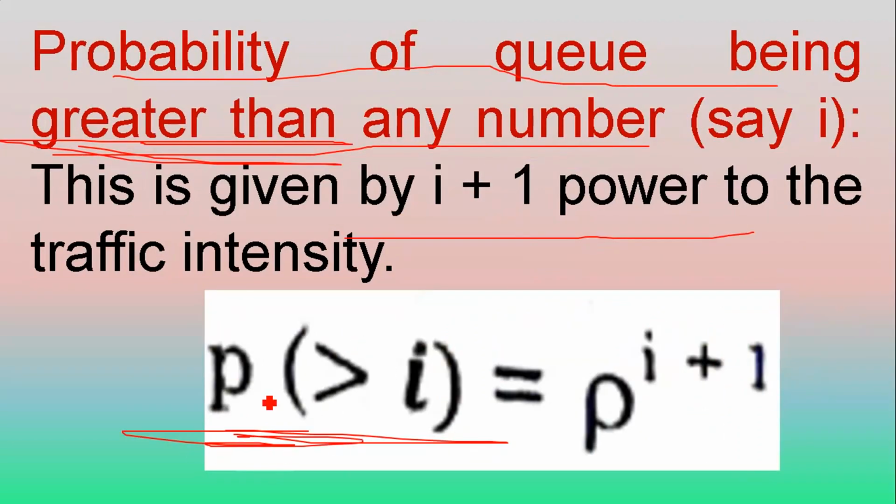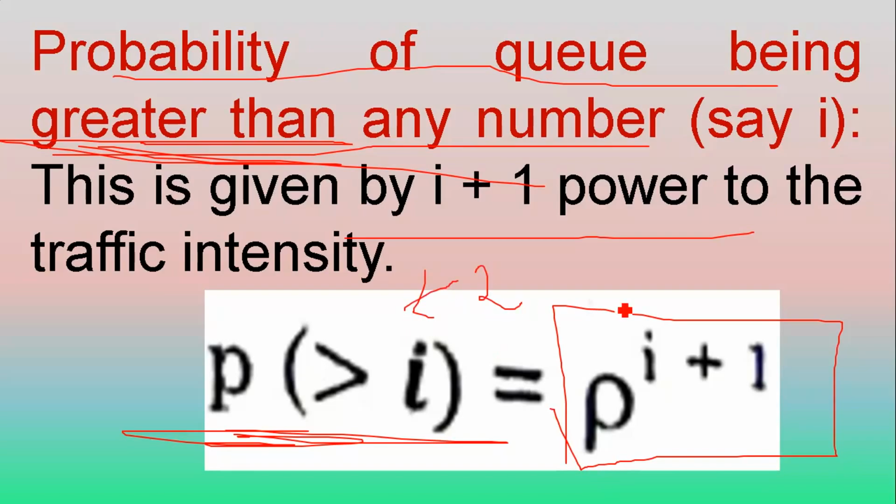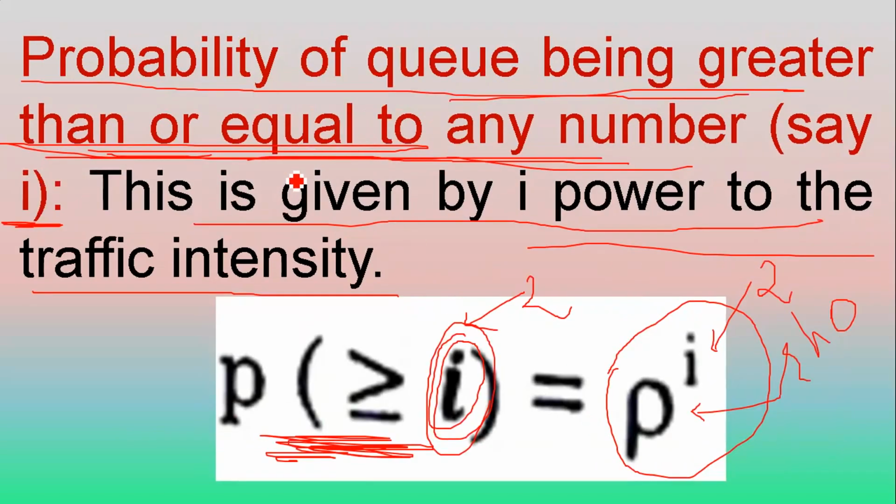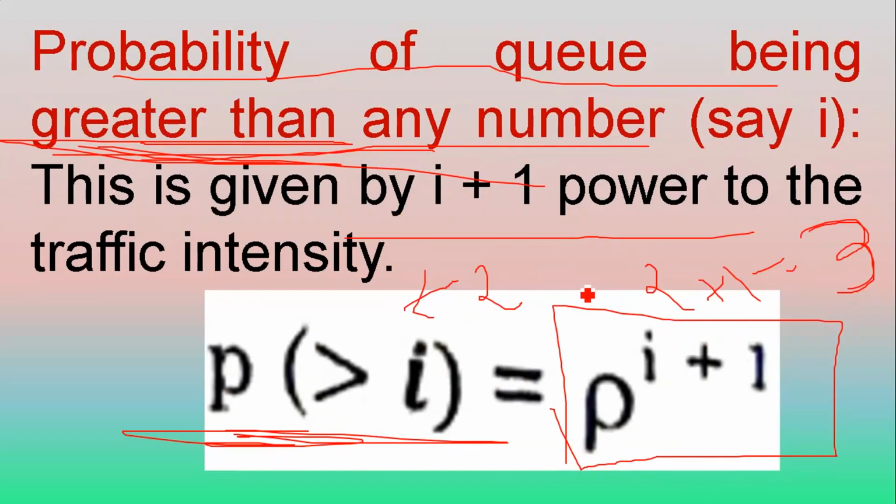So if you want to find out the probability of Q being only greater than, then you need to use this formula, rho raised to I plus 1 power. For example, here we are putting 2, and here 2 plus 1 is equal to 3. Rho raised to 3, that will be the answer, right? So here it is only greater than, but in the previous formula it was greater than or equal to. So if greater than or equal to is there, then you need to put rho raised to the power I. And if you want to find the probability of Q only greater than any number, then it will be rho raised to power I plus 1, right?